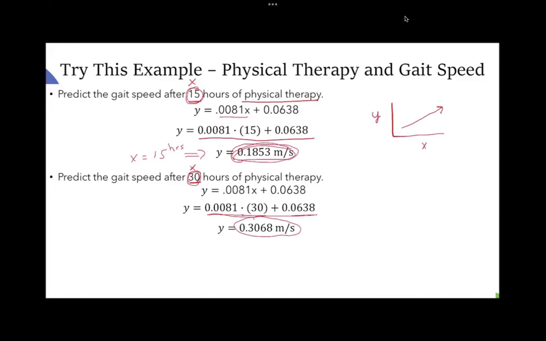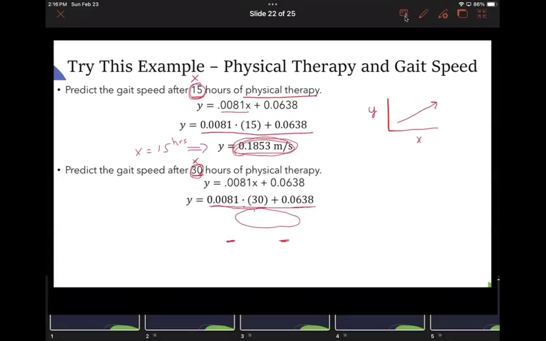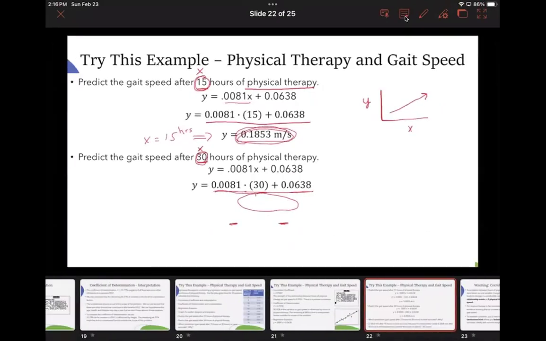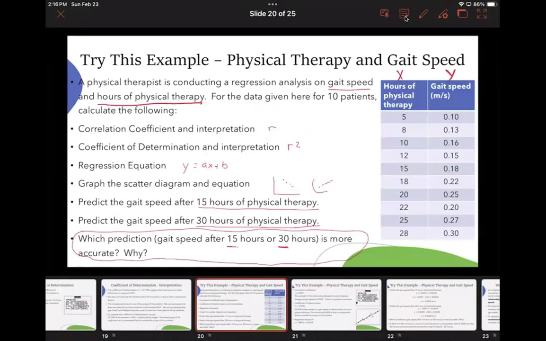So now we have to ask about interpolation and extrapolation. Let's look at our data again. We have to decide which prediction, gait speed after 15 hours or after 30 hours, is more accurate and why. We have to look at our data and look at the range of x values. So maybe we have to go back here. Let me go back to the data. Look at the values of x.